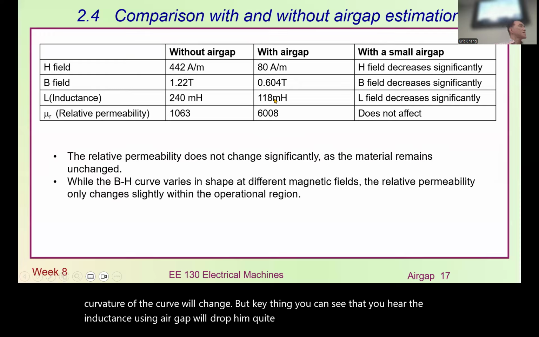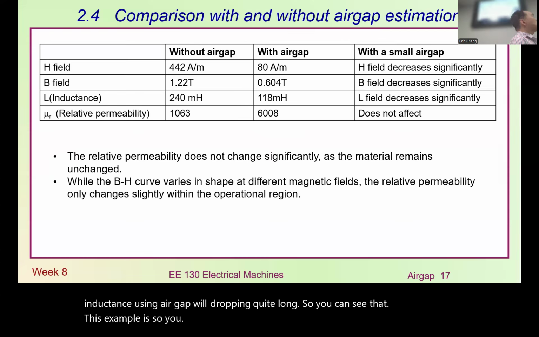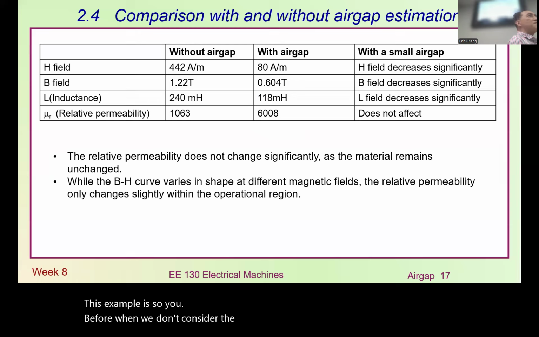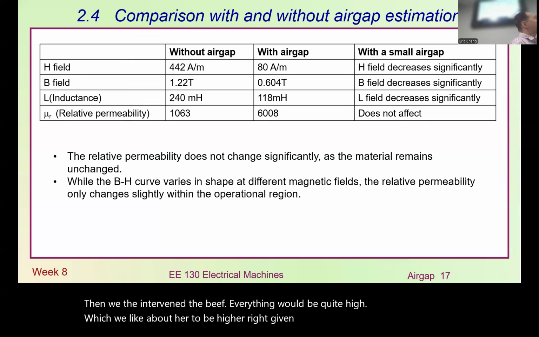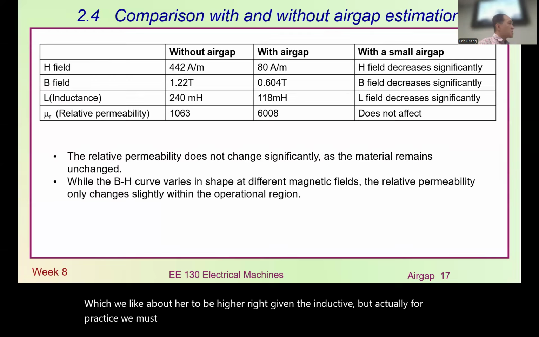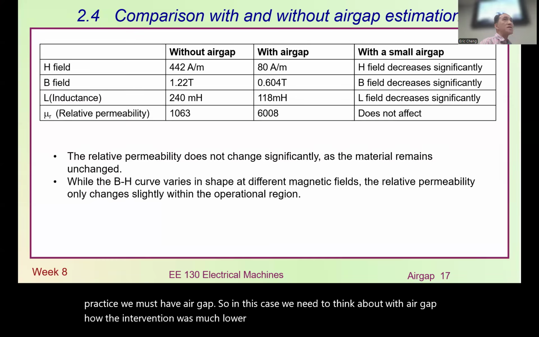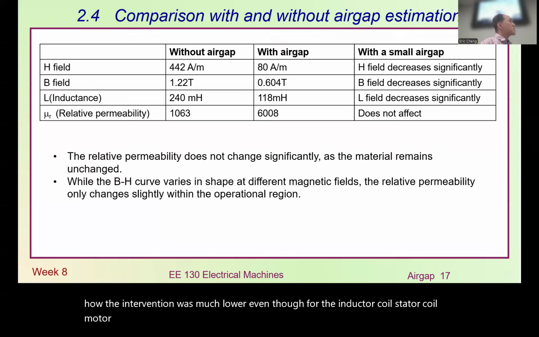So you can see that this example shows you, before, when we don't consider the air gap, the inductance, the B for everything will be quite high, which we like for a motor to be high load, right? Even the inductor. But actually, in practice, we must have an air gap. So in this case, we need to think about, with the air gap, how the inductance is changed, and it is much lower. Even for the inductor coil, stator coil, motor coil, all the reluctance will be changed.